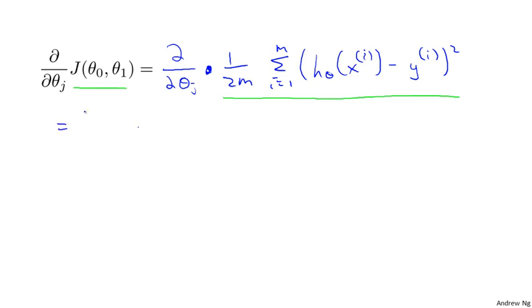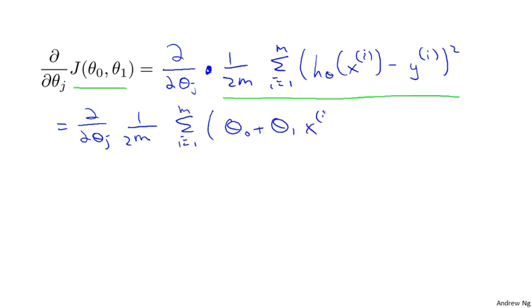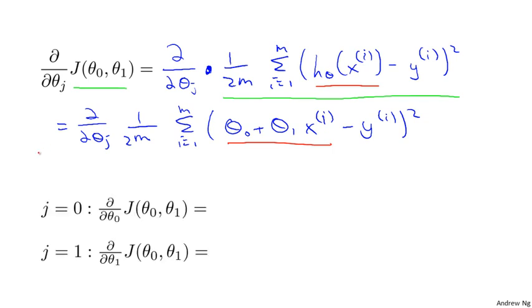And simplifying a little bit more, this turns out to be equal to this, sum from i equals 1 through m of (theta 0 plus theta 1 x_i minus y_i) squared. And all I did there was take the definition for my hypothesis and plug it in there. And it turns out we need to figure out this partial derivative for two cases, for j equals 0 and for j equals 1. So we want to figure out this partial derivative for both the theta 0 case and the theta 1 case. And I'm just going to write out the answers.